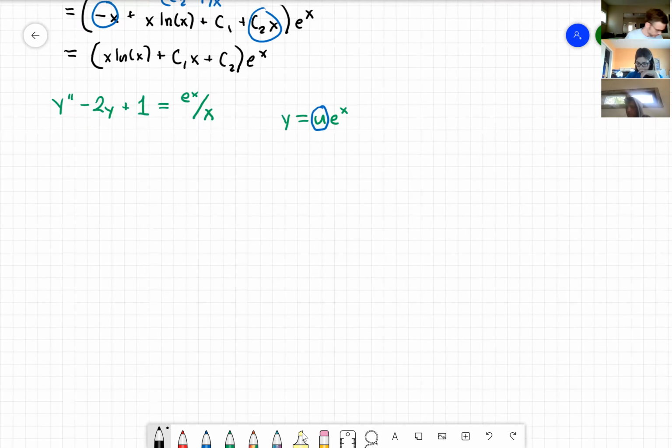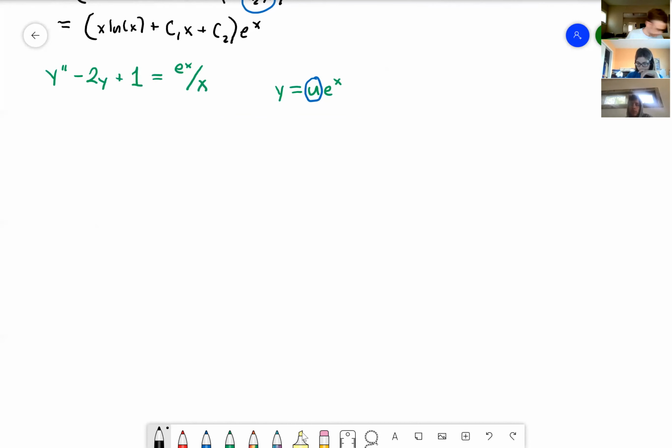So let's take a look at this. We can get the characteristic equation. Well, the characteristic equation is exactly the same as it was before. So that's r squared minus 2r.